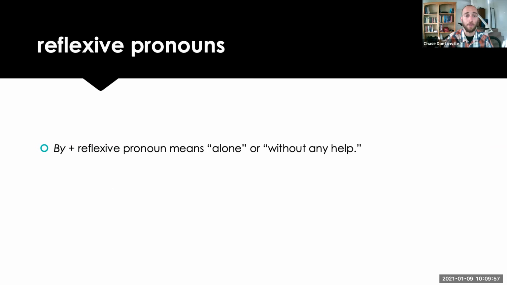If you use by plus a reflexive pronoun, it means alone or without any help. I live by myself means I live alone. The TV turns off by itself means you don't press a button. It does it by itself without any help.